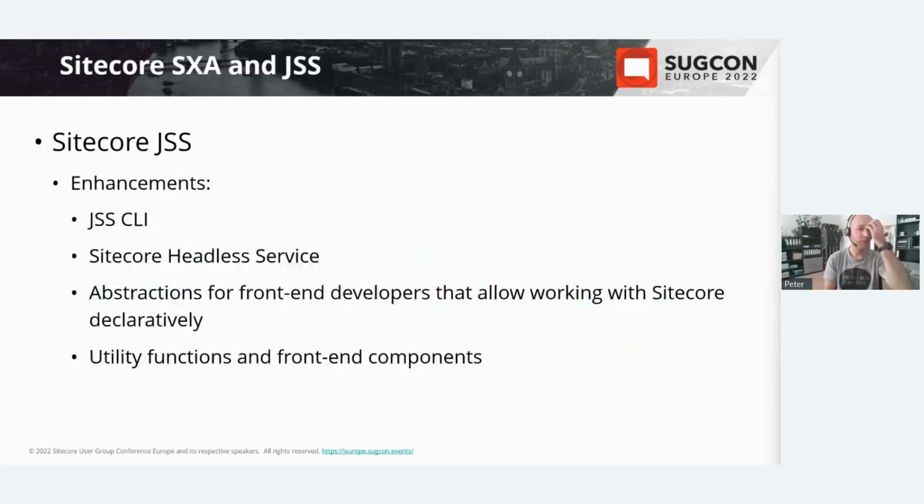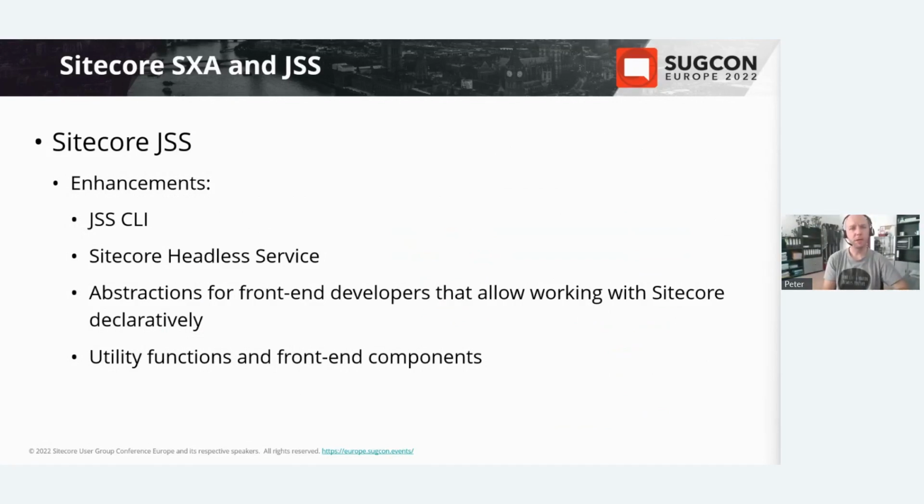So what are some enhancements that Sitecore JSS is bringing on top of Sitecore? You can use the CLI. So basically from your Visual Studio Code or your editor, you can just use the node-based command line tool to install npm packages, to create new projects, to run your application in the disconnected mode or connected mode and so forth. So it's a really nice command line tool to help you create and maintain your applications.